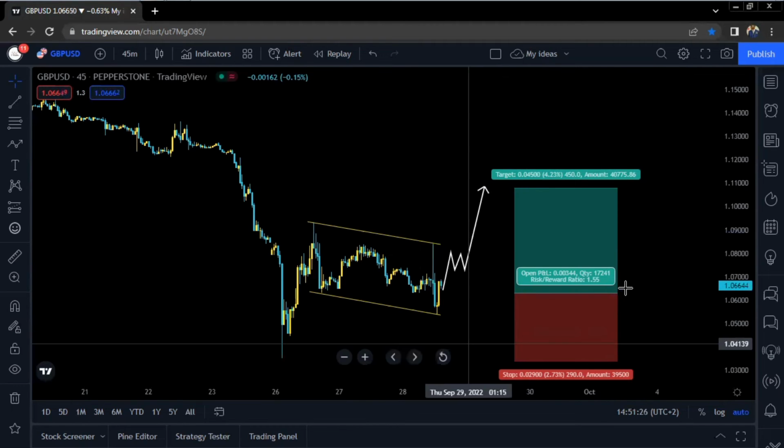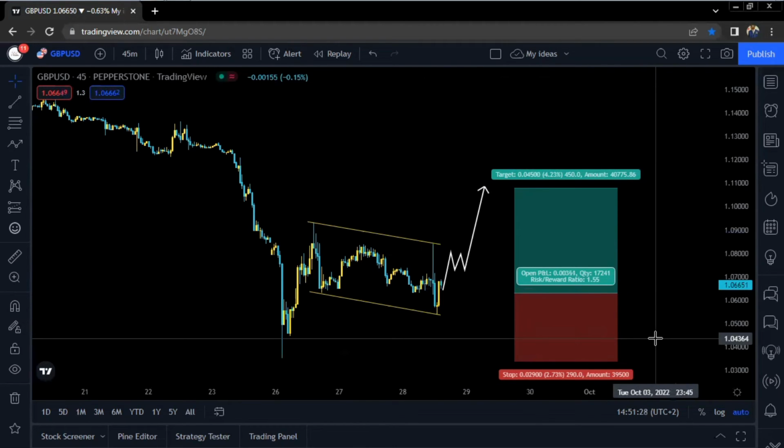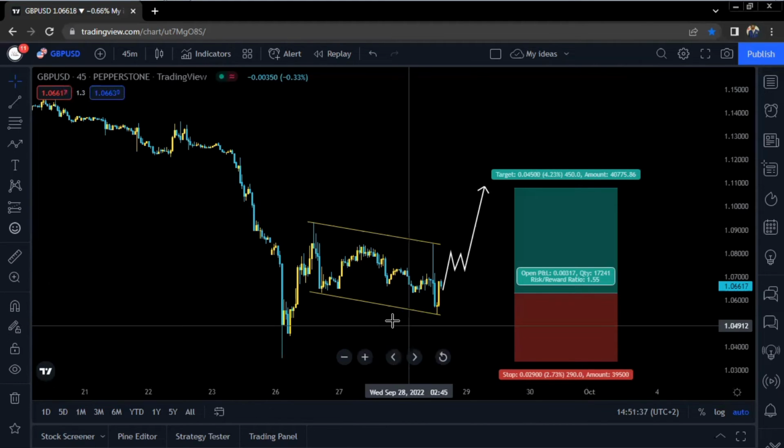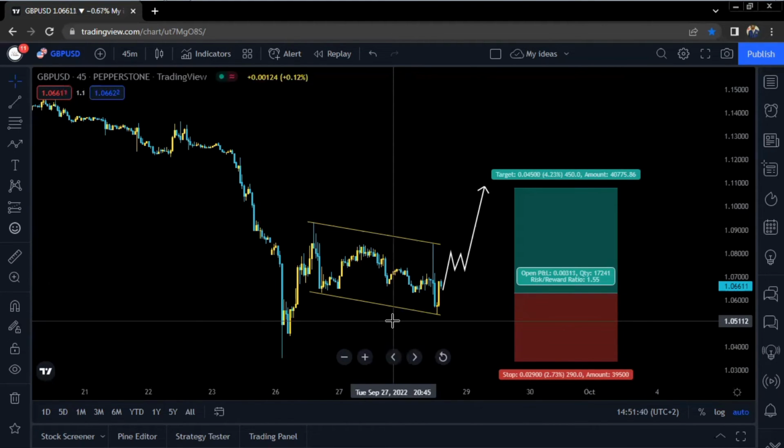About a standard lot, my risk is on the trade, for every $1 that I'm risking, I stand to make $1.55. So I'm going to pause this and come back and give you guys updates. All right. But here's what you got to remember. This is counter trend. This is against the trend.